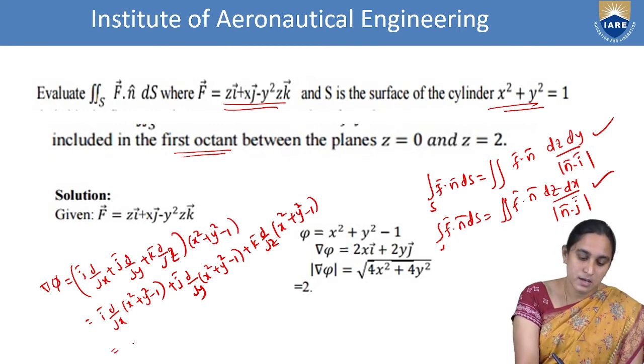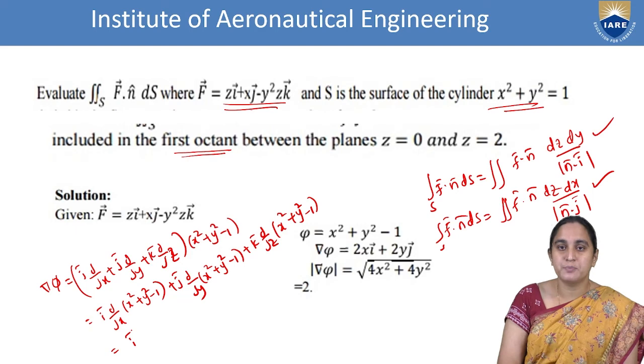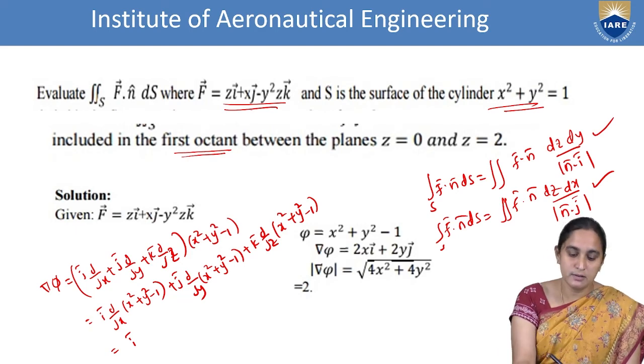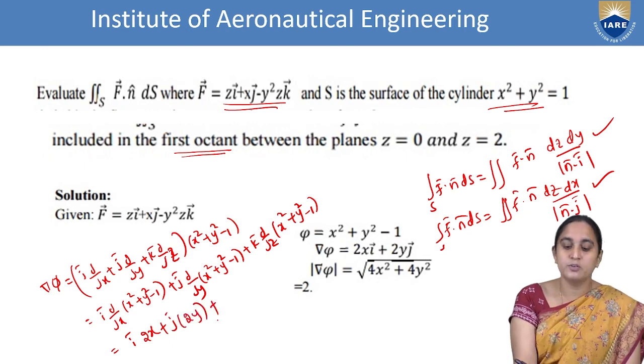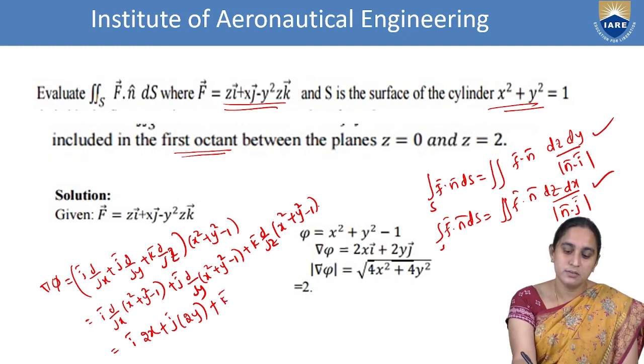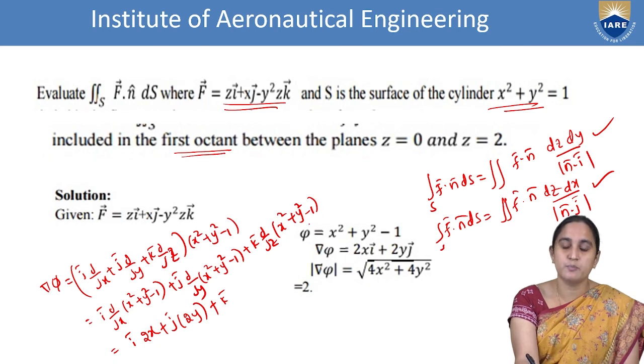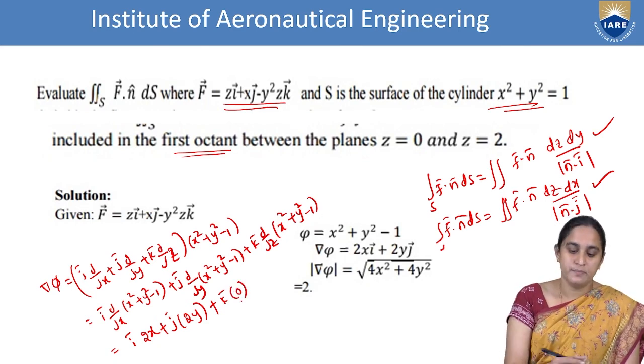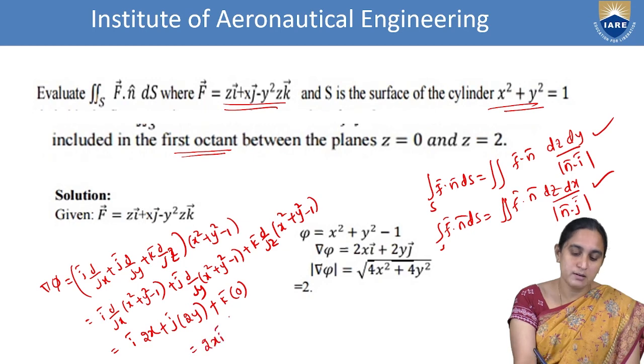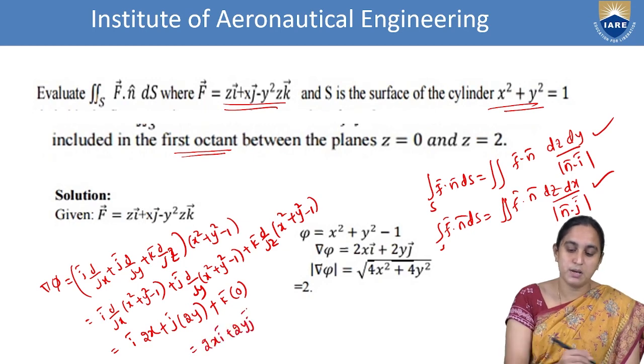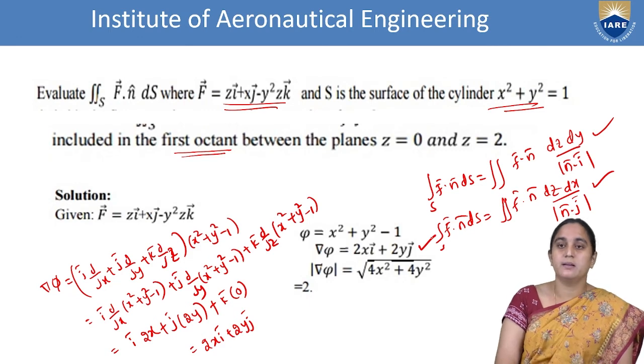Then i bar into differentiation with respect to x of x square plus y square minus 1, that is 2x, plus j bar into the differentiation with respect to y, that is 2y. And with respect to z, k bar of z differentiation is what? There is no z term in the scalar point function, so that is 0. Therefore, 2x i bar plus 2y j bar, that is del phi.